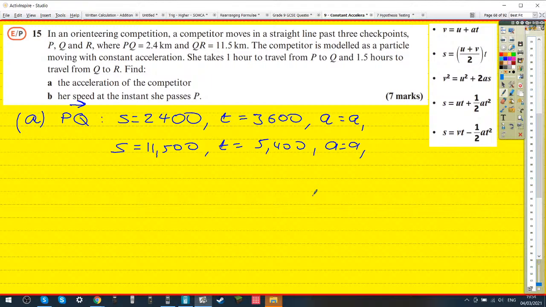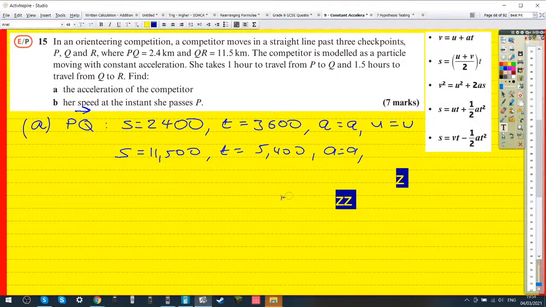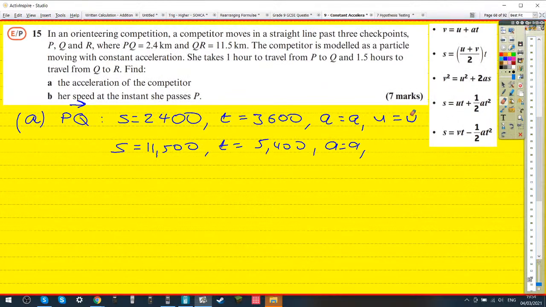The competition is modeled as a particle. It takes an hour to go from P to Q. For the first one, you could say V, because in the second one, the V of the first one is the U of the second one. All right, how can we do this?